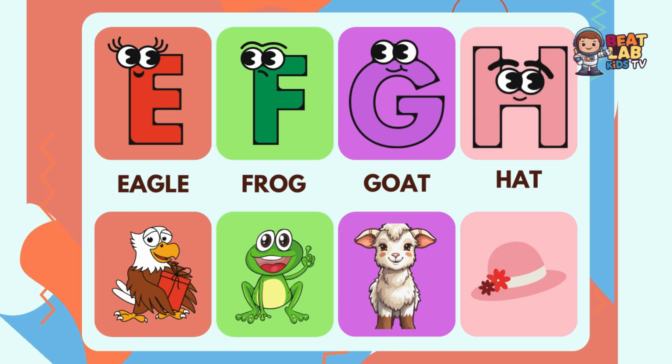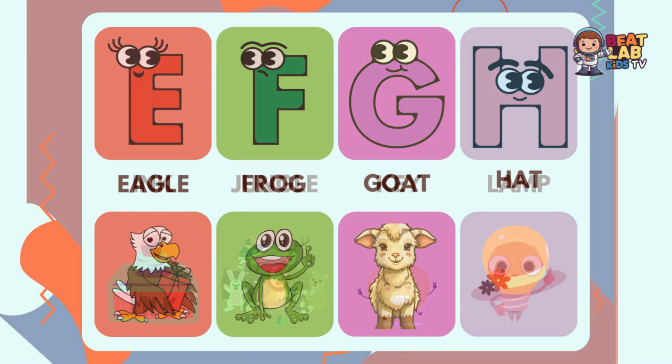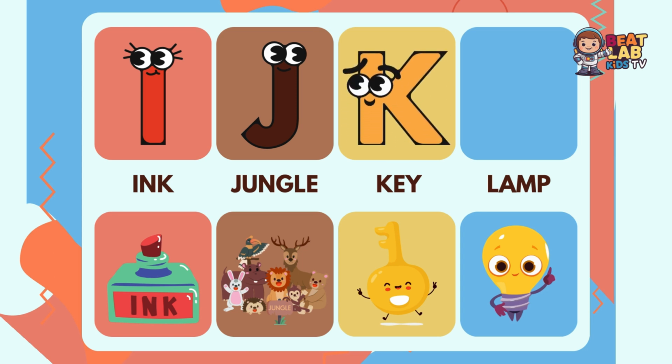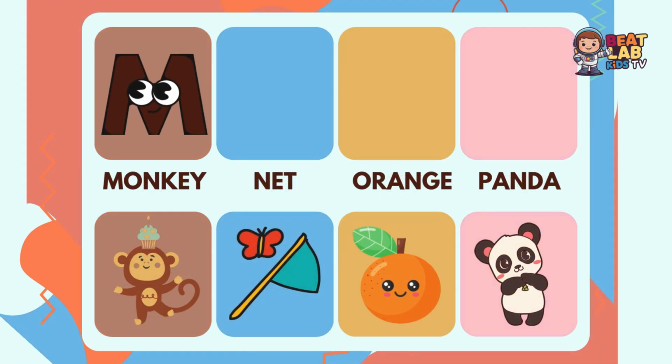H is for hat, H-A-T. I is for ink, I-N-K. J is for jungle, J-U-N-G-L-E. K is for key, K-E-Y. L is for lamp, L-A-M-P. M is for monkey, M-O-N-K-E-Y.